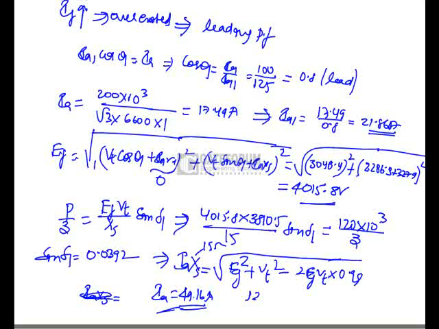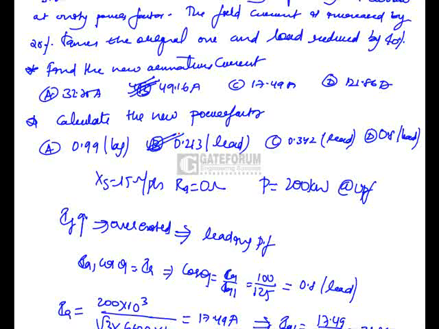Since the load is reduced by 40%, the power is 120 into 10 power 3, that is 120,000, divided by 3 times the terminal phase voltage, which is 3810.5. So 3 times V phase into I phase, where I phase is 41.16, the new armature current, equals cos theta 2, the new power factor. You will get 0.213 leading. That is, option B is the correct answer.